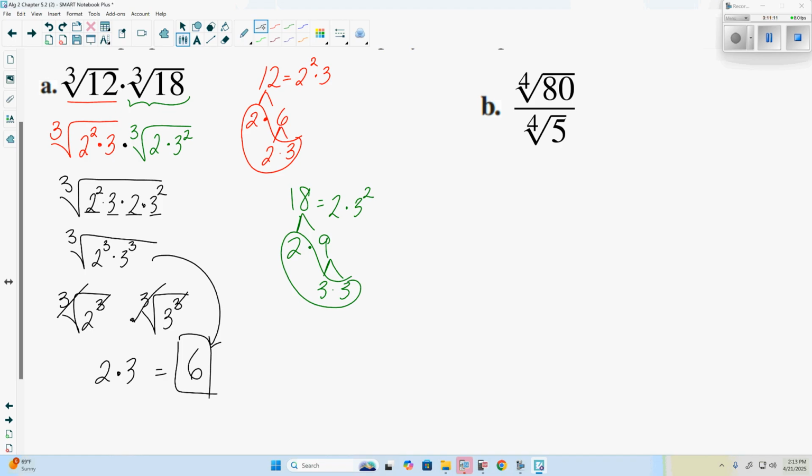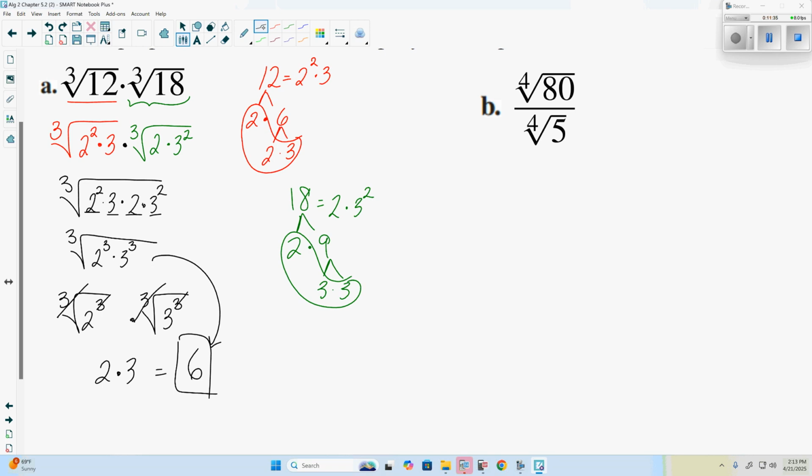Now the issue with B is we cannot have a radical in the bottom of this fraction. So we can't have the 4th root of 5 in the bottom. Well, we can't take the 4th root of 5 because 5's prime. There's no number times itself 4 times that gives us 5. The other option is, because we have the 4th root on top and the 4th root on bottom, is 80 divisible by 5?